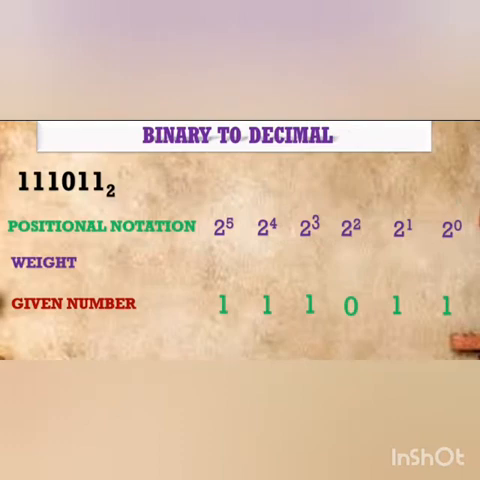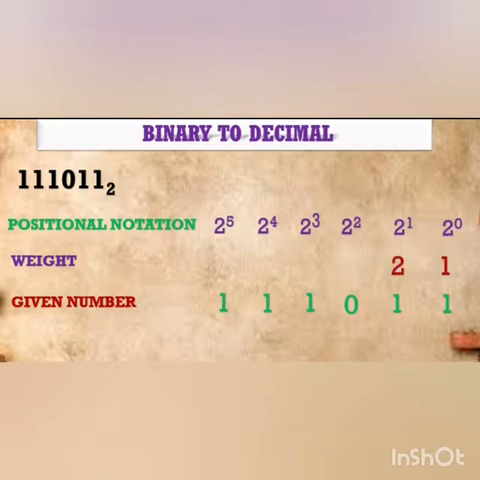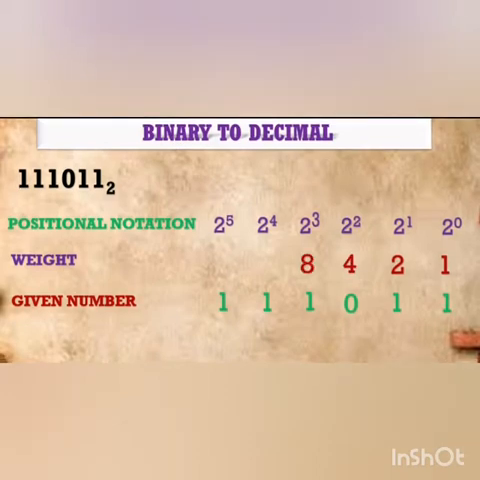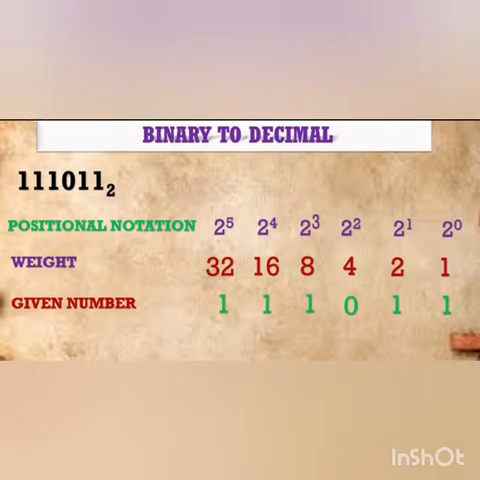Here we have written the given number and positional notation. Now, we are going to write the weight for each positional notation. What is the value of 2 power 0? 1. Anything power 0 is equal to 1. So 2 power 0 is 1. 2 power 1 is 2. 2 to the power of 2 is 4. 2 into 2 into 2, that is 2 power 3, is 8. Then 2 to the power of 4 is 16. 2 to the power of 5 is 32. This is the equivalent weight. Okay.